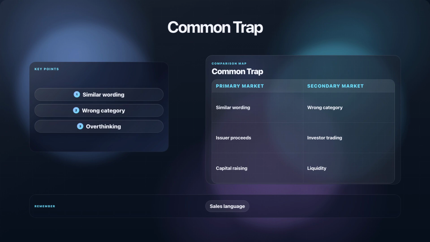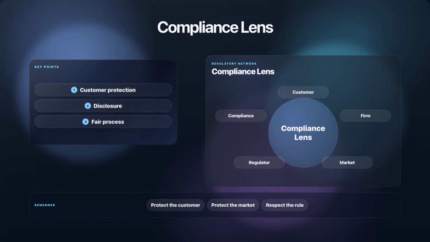If an answer choice changes the role, the market, the customer, or the rule, it may be using familiar language in the wrong context. Even when the topic looks technical, the SIE often has a compliance lens. Ask which answer supports fair dealing, accurate disclosure, proper supervision, or investor protection. That lens is especially useful when 2 answer choices seem close.